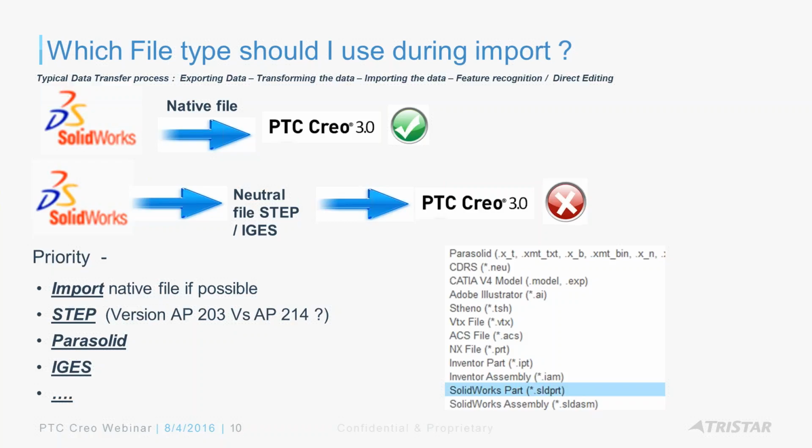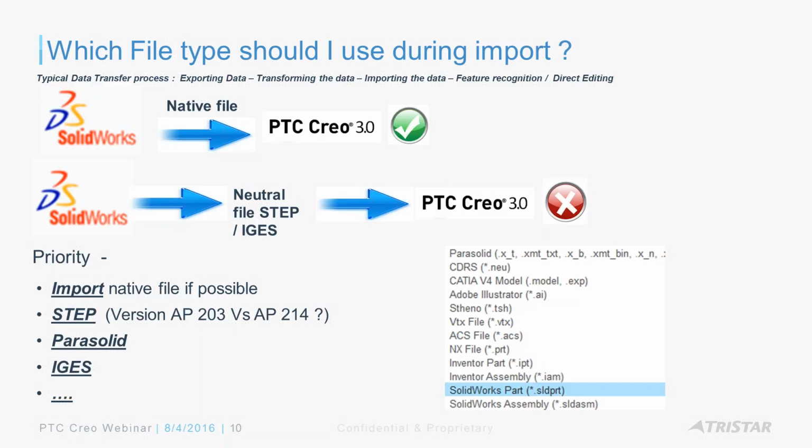If you think about this, why don't we attack the problem at the beginning? Instead of working with this neutral file, I could request my partner, supplier or customer to send me the actual native file, if they're willing. Why don't we talk to each other directly rather than through a third party? That's the idea, and that will really help you. From a priority standpoint, I'd recommend starting with a native file. Now, I'm not saying the native file is going to import perfectly. It depends on the complexity, but it's going to be much better than a STEP or an IGES.